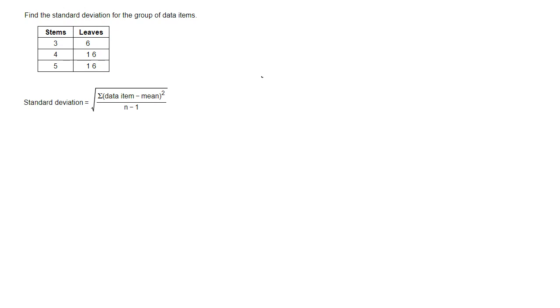Hello, this question is asking us to find the standard deviation for the data items, and it's giving us the data in a stem and leaf plot. So this is the stem and this is the leaf. Each data item is going to be the stem plus the leaf. So the first one is 36, the second one is 41, and then we have 46, and then 51 and 56. So let's write down the data items.